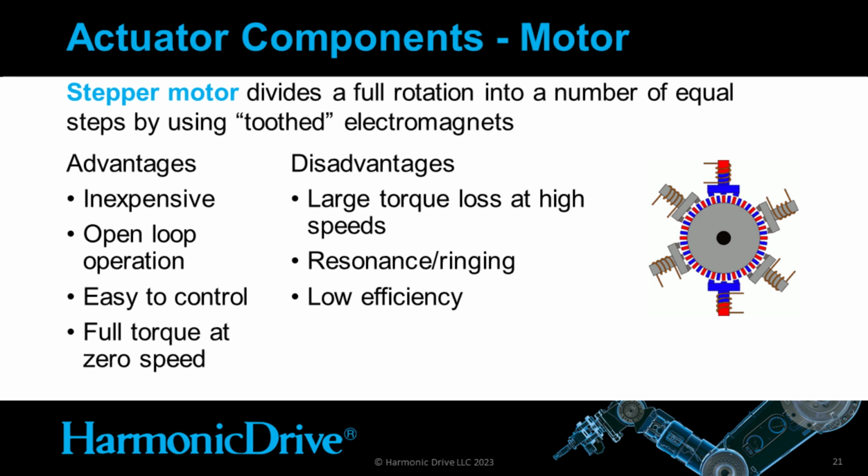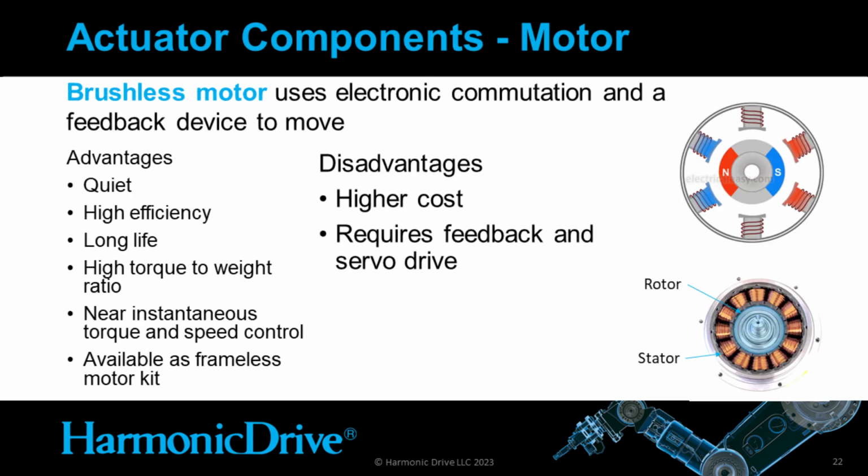Some of the advantages of stepper motors include that they are inexpensive. They operate in open loop, so they don't require feedback. They're easy to control by using incremental steps. And they have full torque at zero speed, which is useful for holding applications. Some of the disadvantages include their large torque loss at high speeds, resonance or ringing being introduced into your system if the operation is too fast, and they typically have lower efficiency.